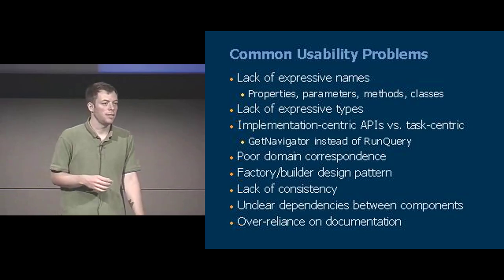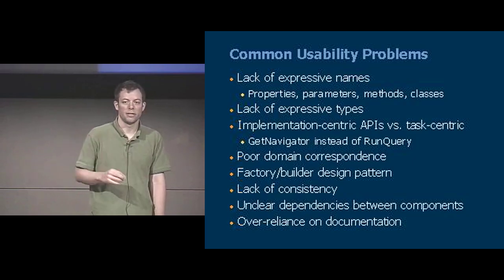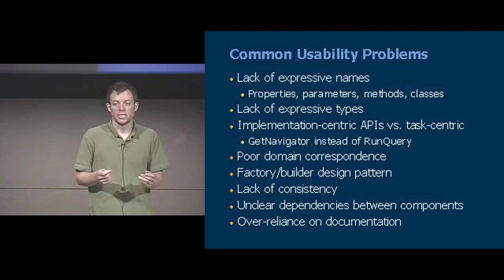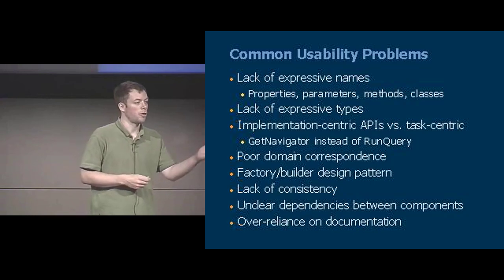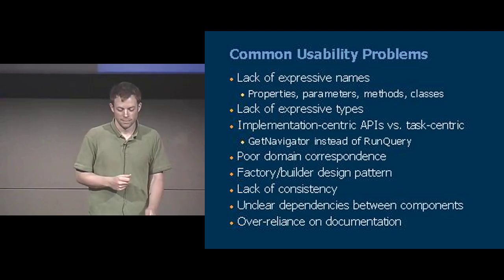Lack of consistency can cause problems where one thing works one way in some part of the API, and it works differently in another part. Different names are used for the same thing. There are unclear dependencies between components. It's not clear that when you set a parameter or a property in one class, that has an effect on some other class.